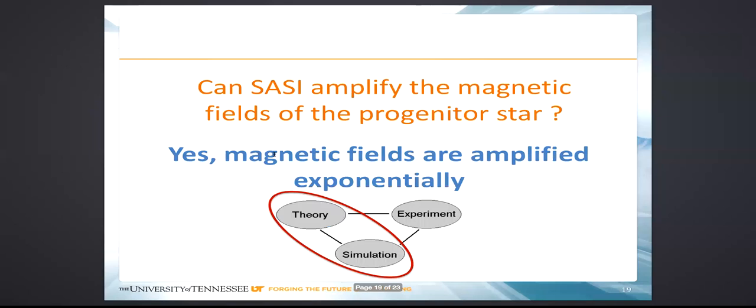So what we want to answer is whether this instability in the supernova shock wave can amplify the magnetic field of the progenitor stars. What we found from simulation is that, in fact, the magnetic field is amplified exponentially from the instability of the supernova accretion shock. So here, this is an example where simulation is fitting the theory of the magnetic field amplification in the supernova environment.